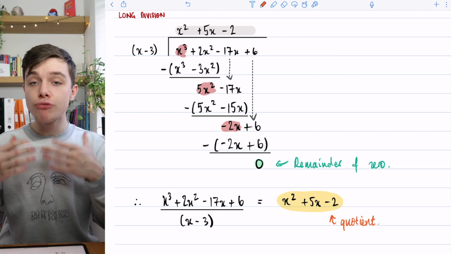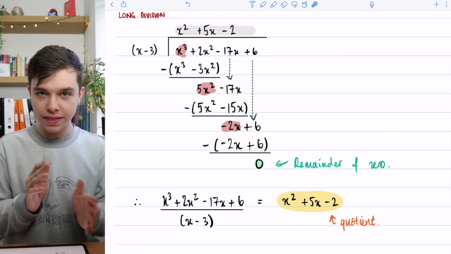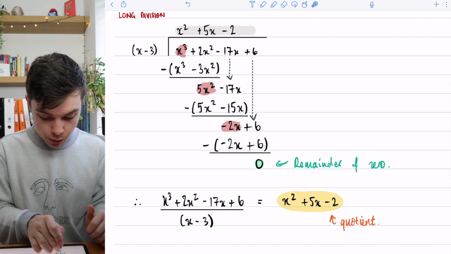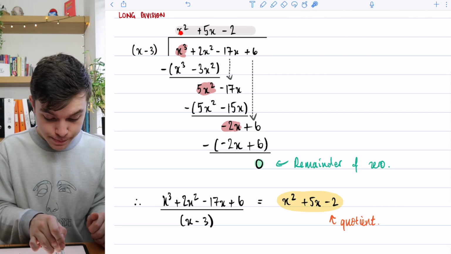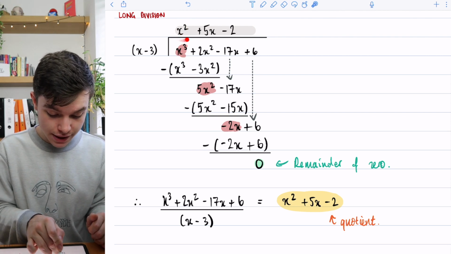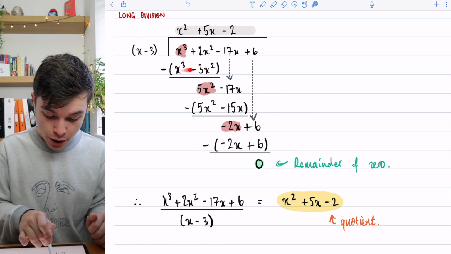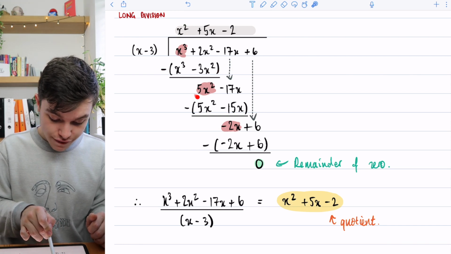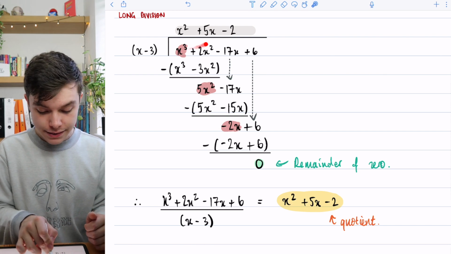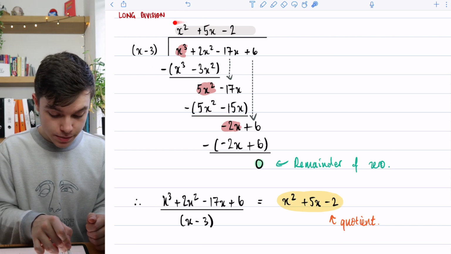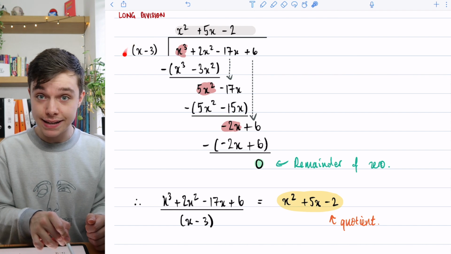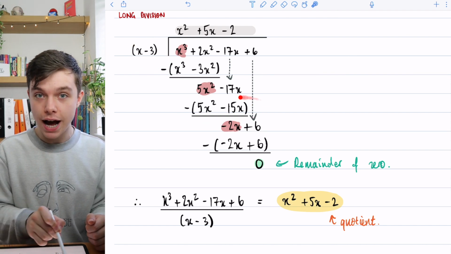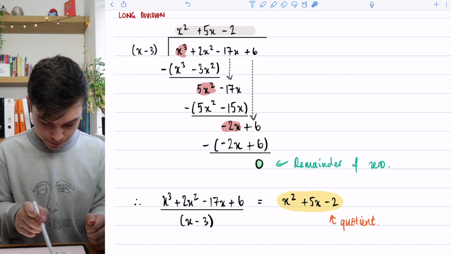It's pretty repetitive. You do the same thing for each term. So a little overlap, we took the x cubed, we divided it by x to give us x squared, we multiplied the x squared by everything inside the bracket, and we took it away. We then got the 5x squared, we divided it by x to give me the 5x, we then multiplied all of that by whatever is inside the bracket, and we then took that away. Be careful of double negatives.